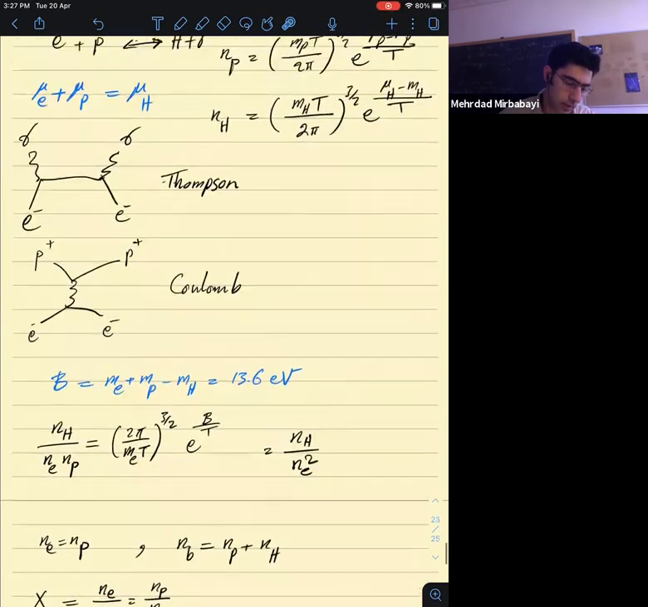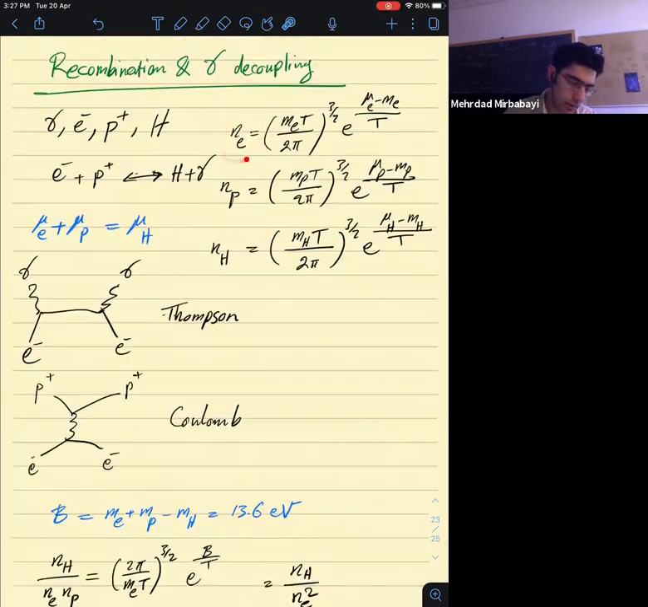Right, when we write this equation here, these electrons, protons and hydrogen atoms, the electrons and protons are the free ones, and hydrogen atoms are combined. At this level, they are considered as independent degrees of freedom.